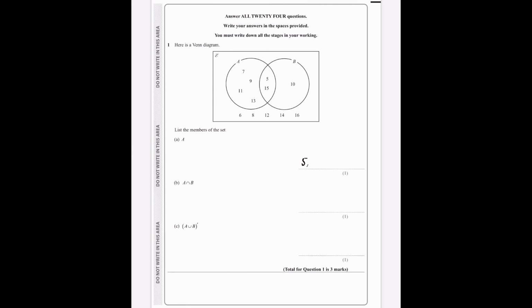Alright, question number 1 is a Venn diagram. First question straightforward, just list the numbers that are in the circle labelled A. I like to do them in ascending order. For A intersect B, that's 5 and 15, and for A union B complement, that's the stuff outside of both of them. Very straightforward first question.